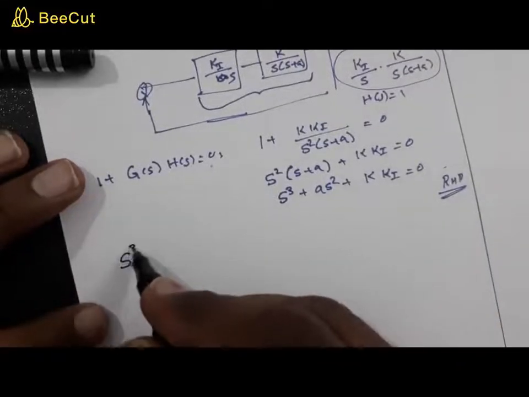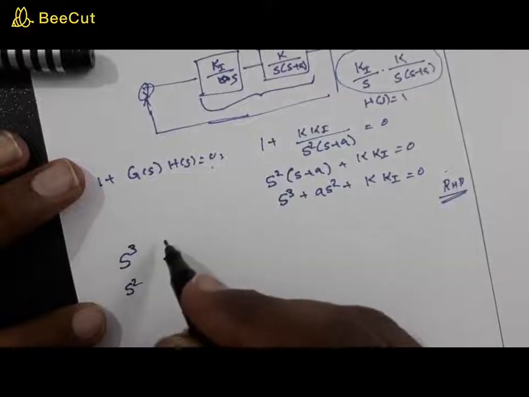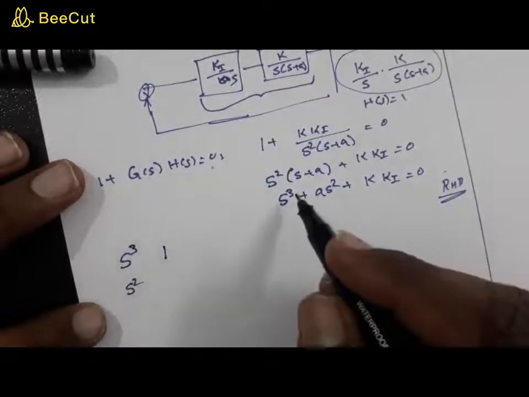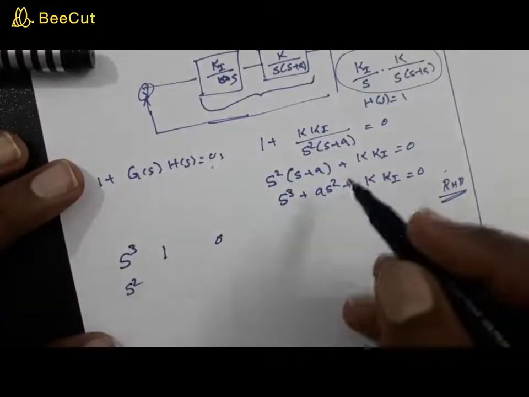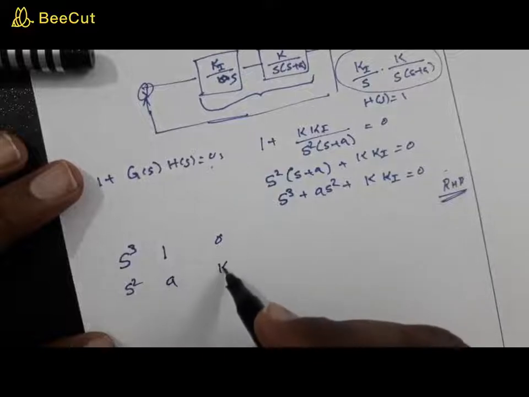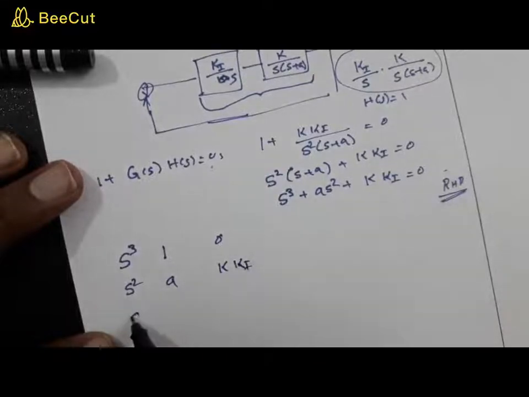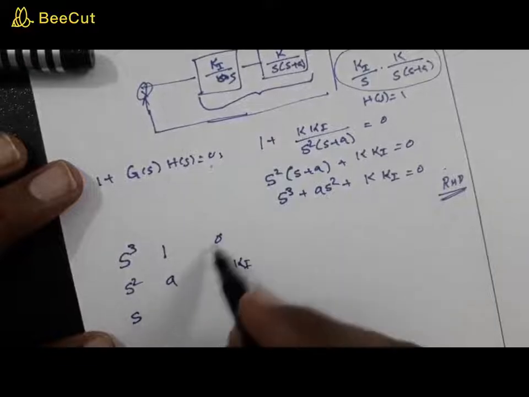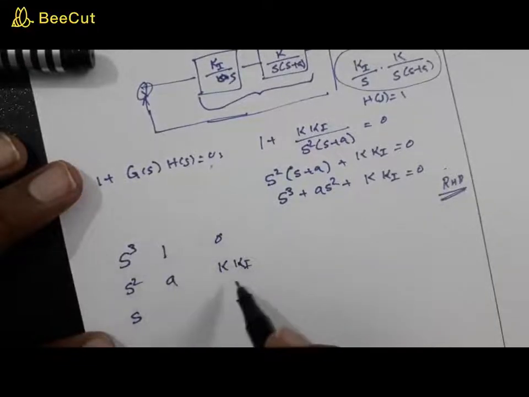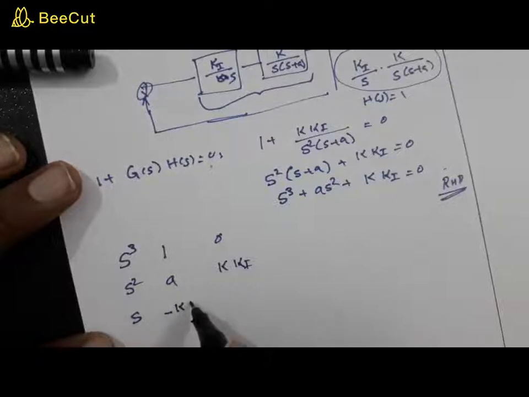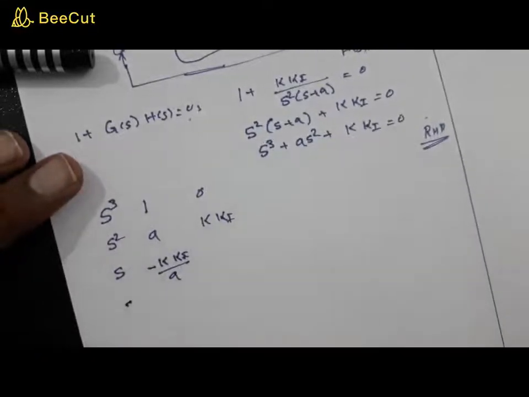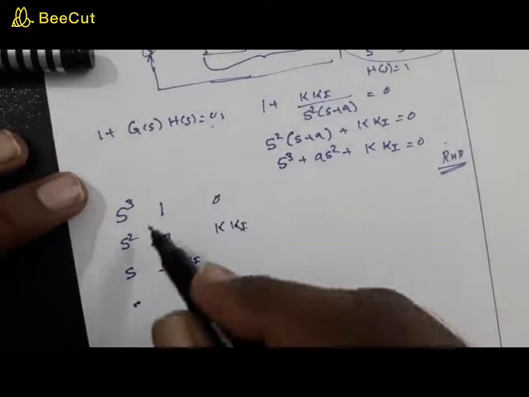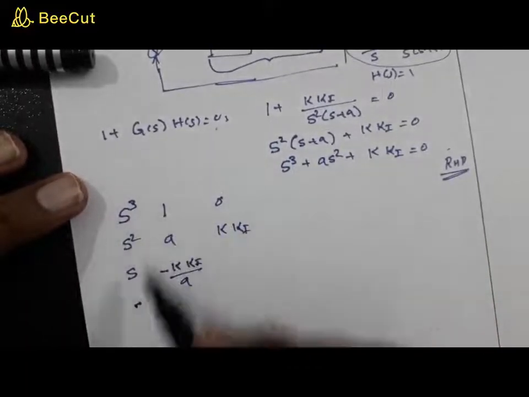You know how to draw this. So s cube and s square, draw. The coefficient in the first row will be 1, and for s raised to 1 that is 0. Now the second row will be filled by a, then this one will be K into Ki. Now what will be your s raised to 1 entry? It will be found by a into 0 minus K into Ki, divided by a. So this will be minus K into Ki by a. And you don't have to do anything else; when you write it in your notes, you can complete this.